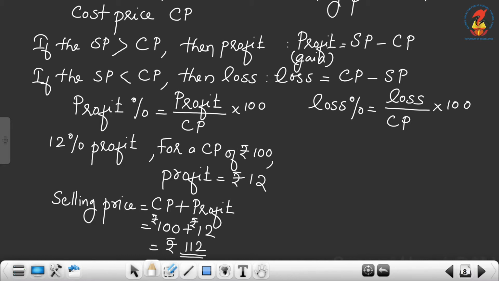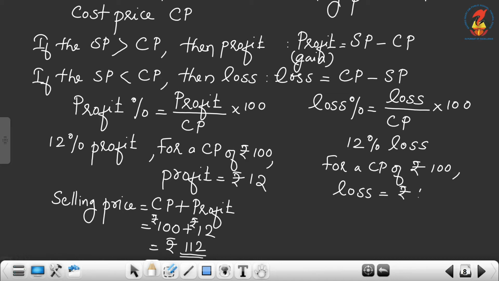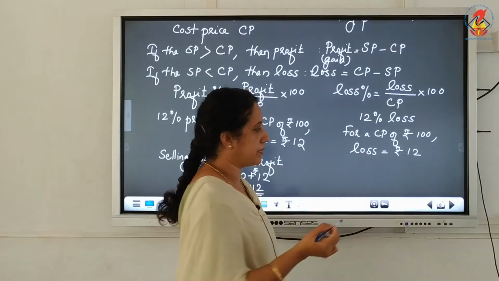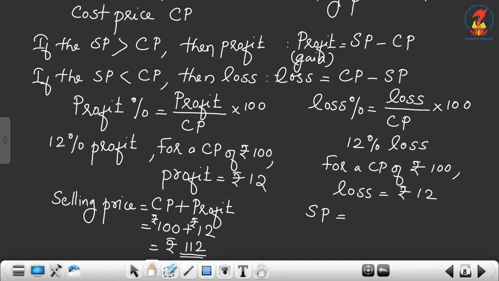Now suppose the loss percentage is 12%. What is the meaning of that? 12% loss means for a cost price of rupees 100, loss is rupees 12. Then we can find out the selling price. The selling price will be less than the cost price. So selling price is equal to cost price minus loss, which is equal to rupees 100 minus rupees 12, which is equal to rupees 88.